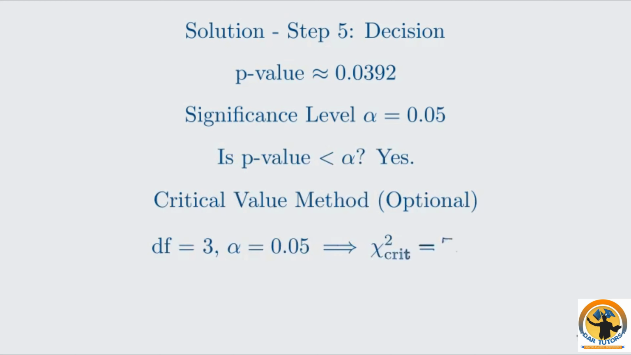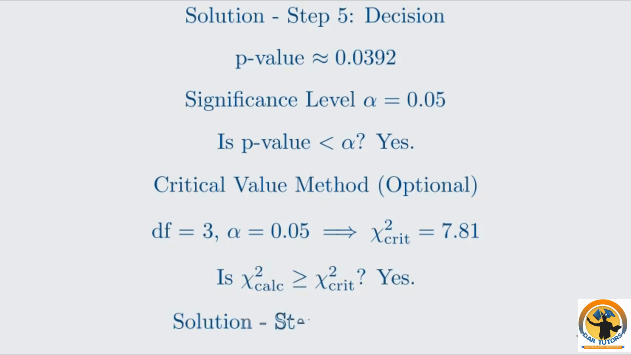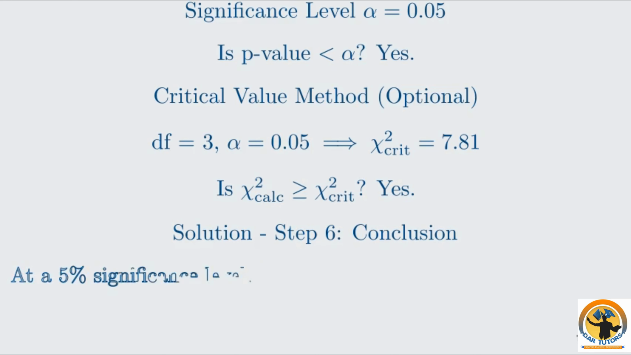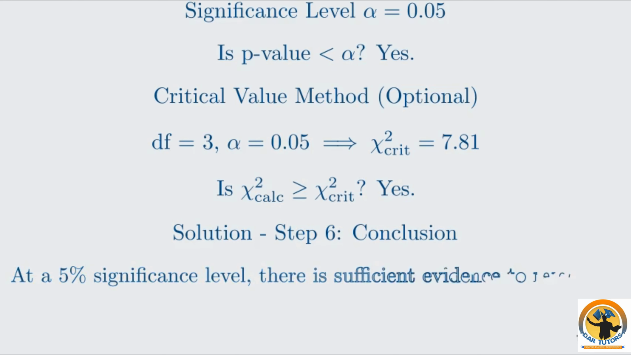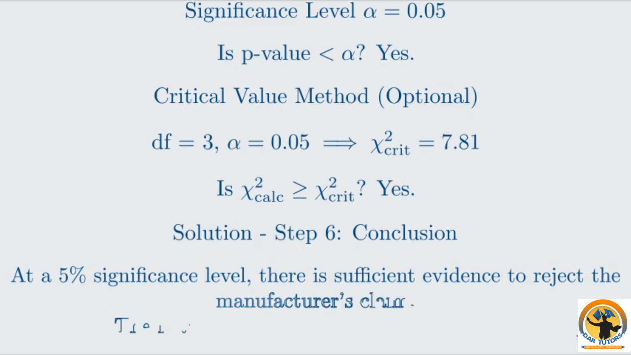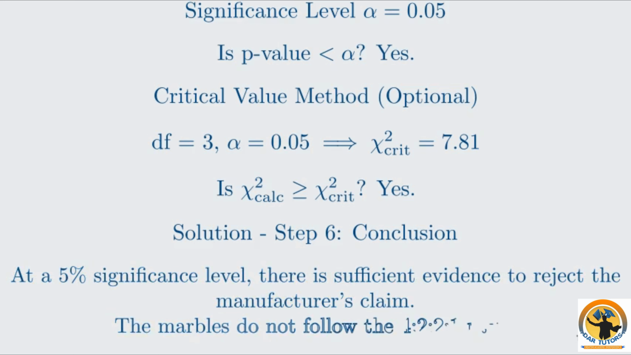Alternatively, we can use the critical value method. For 3 degrees of freedom and a 5% significance level, the critical value chi-squared crit from the table is 7.81. Our calculated chi-squared calc of 8.358 is greater than the critical value of 7.81, so we again reject the null hypothesis. Finally, we interpret our decision. We conclude that there is sufficient evidence to reject the manufacturer's claim. Aggie's bag of marbles does not fit the ratio they claimed.